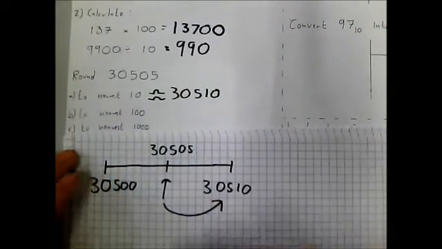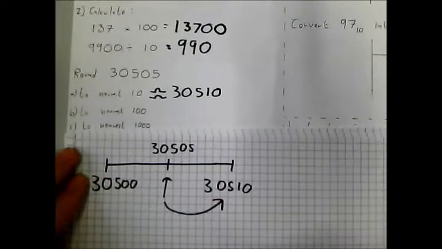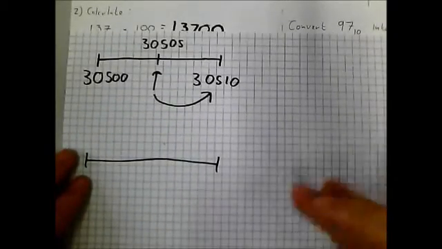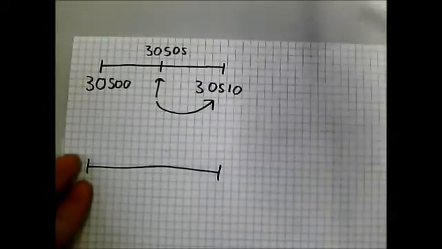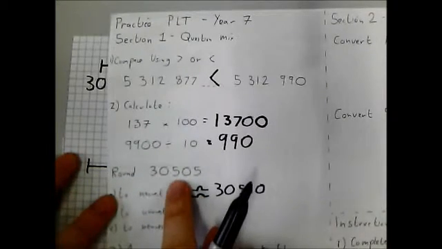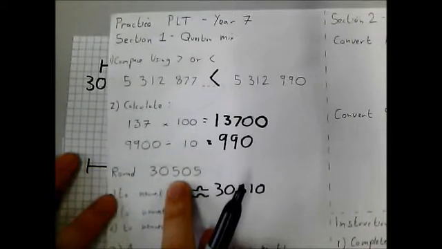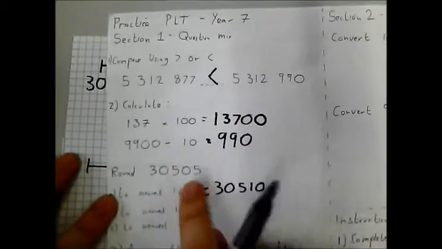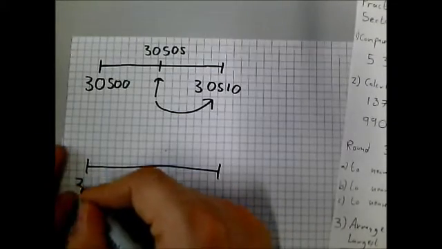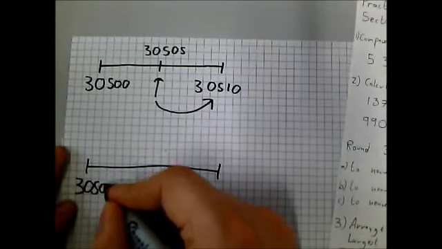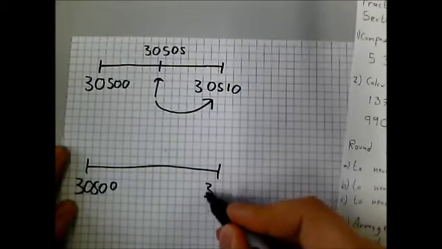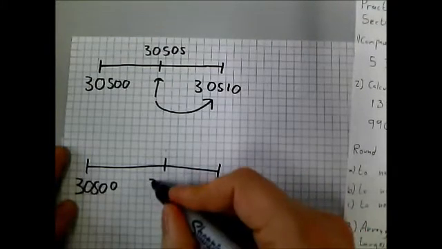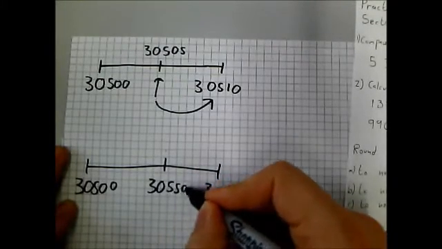I'm going to round this one to the nearest 100. I'm going to do a number line again, this time to the nearest 100. Now, I'm going to look at the hundreds column. It's a 5. So it's either going to be 30,500 or 30,600. So I'm going to put the two nearest hundreds on my number line. So 30,500, 30,600. Halfway between them is 30,550.